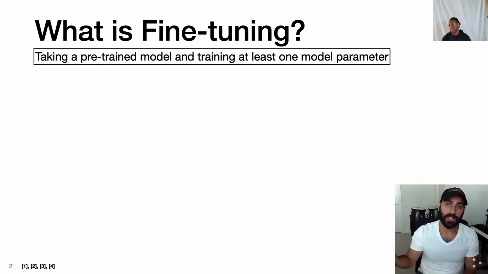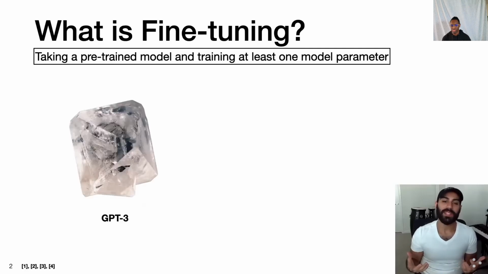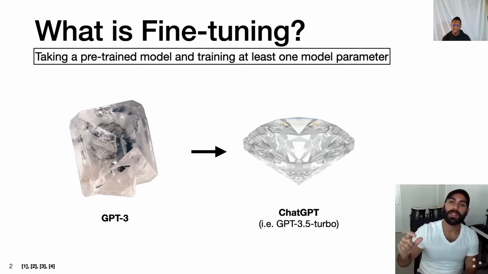For example, ChatGPT. To use an analogy here, GPT-3 is like a raw diamond right out of the earth. It's a diamond, but it's a bit rough around the edges. Fine-tuning is taking this raw diamond and transforming it into something a bit more practical, something that you can put on a diamond ring, for example. So the process of taking the raw base model of GPT-3 and transforming it into the fine-tuned model of GPT-3.5 Turbo, for example, is what gives us applications like ChatGPT or any of the other incredible applications of large language models we're seeing these days.